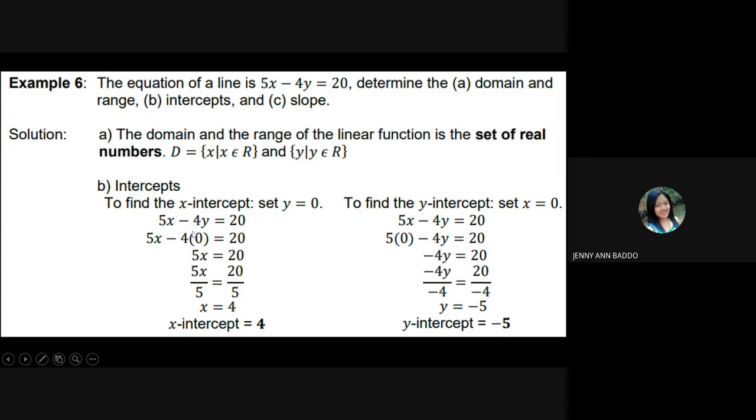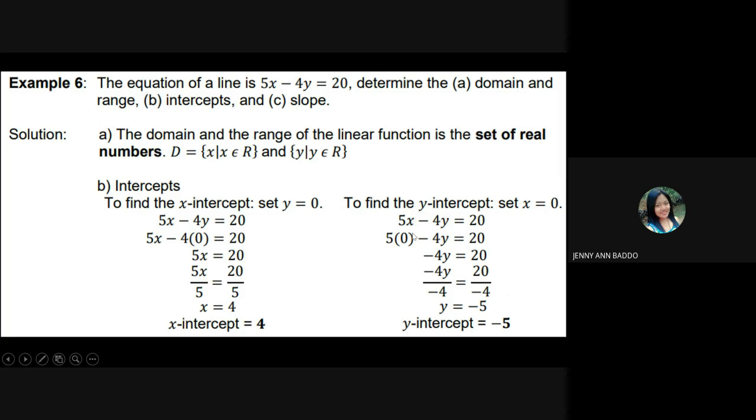Using the given equation, 5x minus 4y equals 20, we will find the x-intercept by letting y equals 0. By substitution, we have 5x minus 4 times 0 equals 20. Negative 4 times 0 is 0, so we now have 5x equals 20. Dividing both sides by 5, we now have x equals 4. So the x-intercept here is 4.